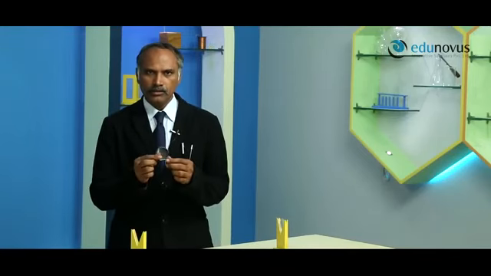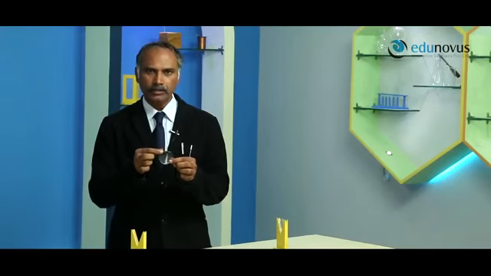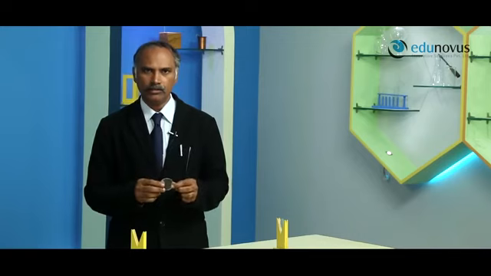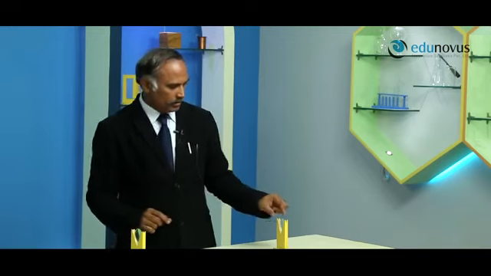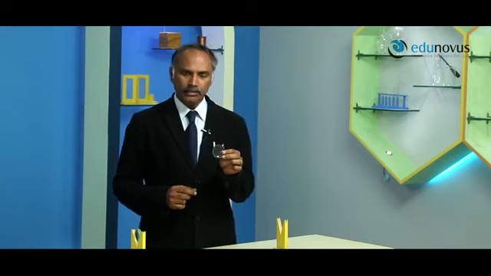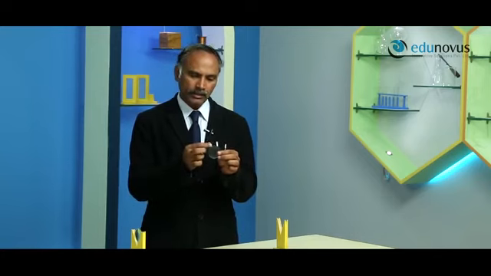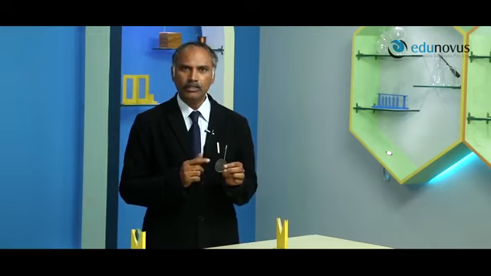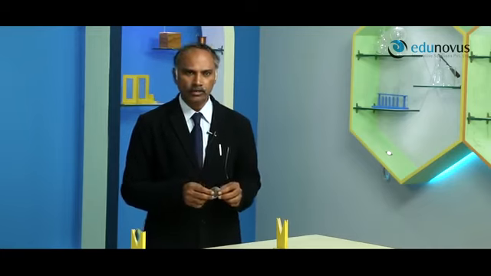A convex lens is thick at the middle and thin at the edges. It is also known as a converging lens because it converges the light rays incident on it. A concave lens is thin at the middle and thick at the edges. It is also known as a diverging lens because it diverges the light rays incident on it.